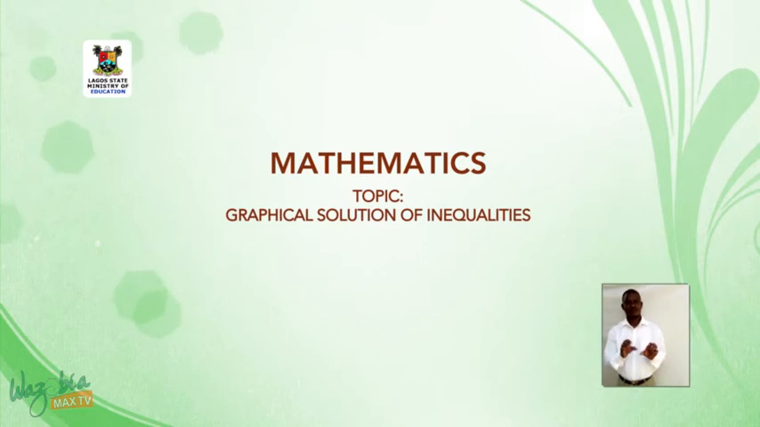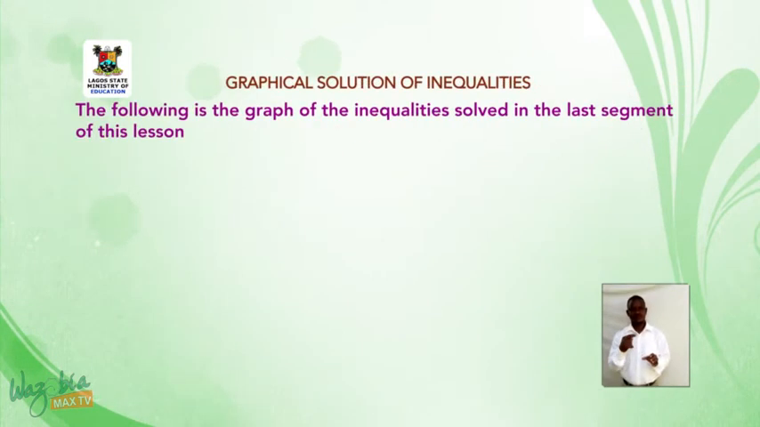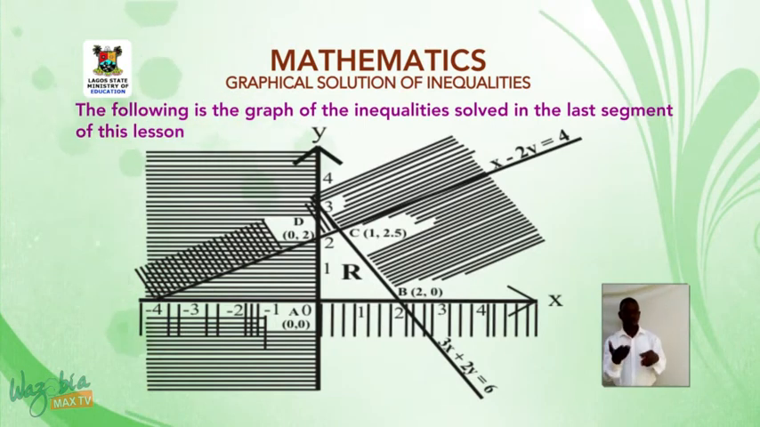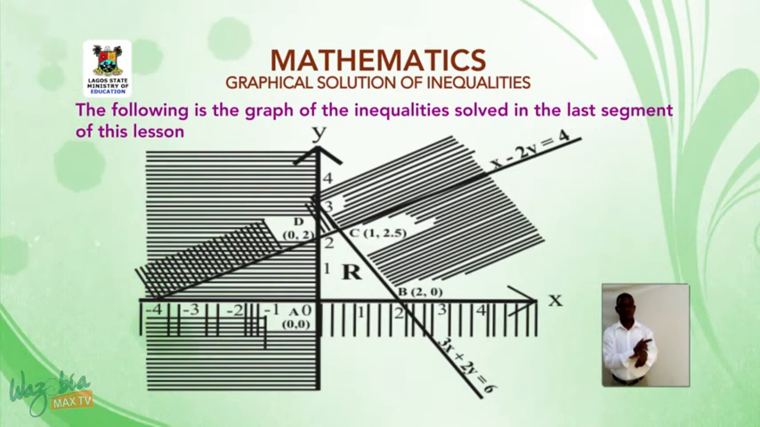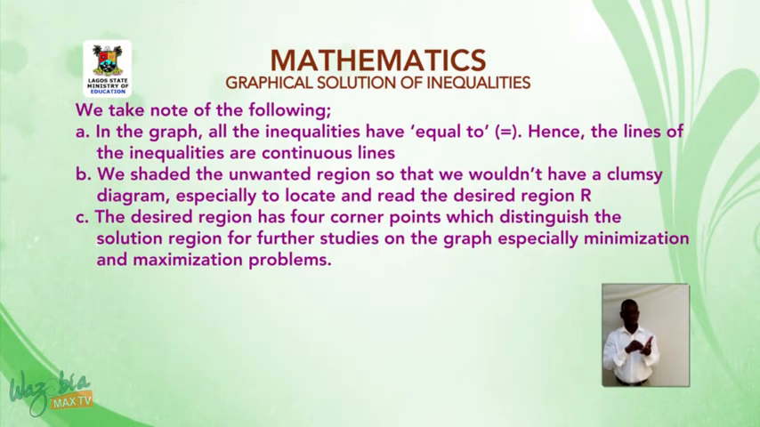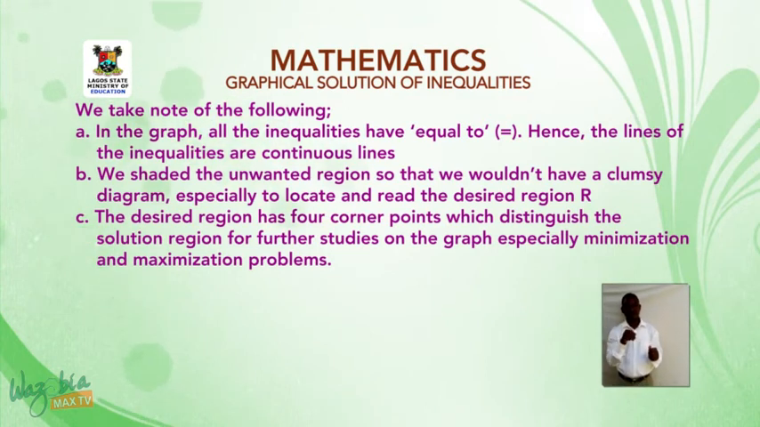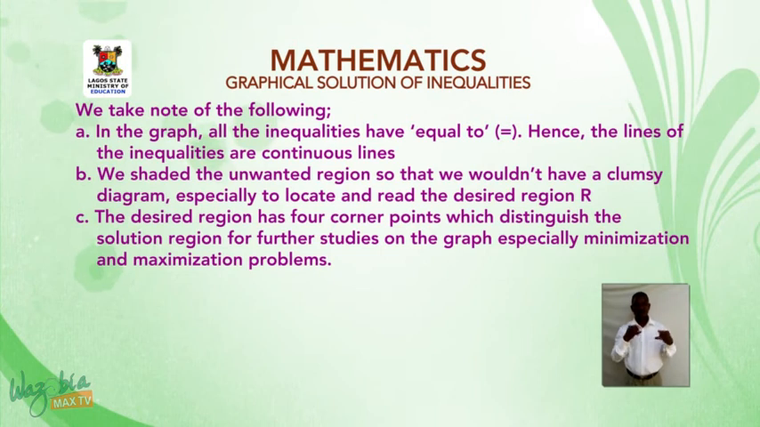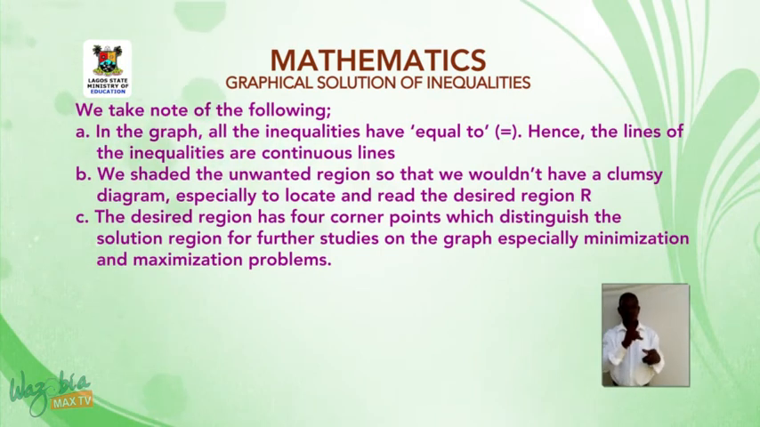Welcome back, class. The following is the graph of the inequalities solved in the last segment of this lesson. We take note of the following. A, in the graph, all the inequalities have equal to. Hence, the lines of the inequalities are continuous lines.